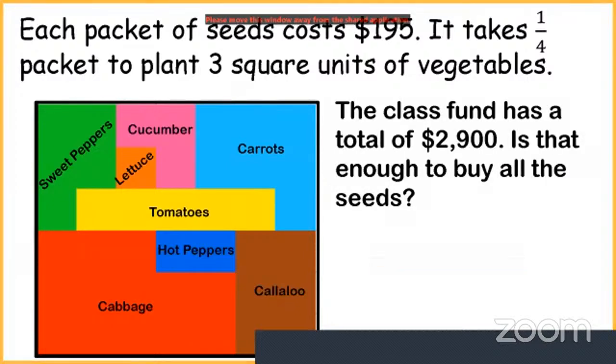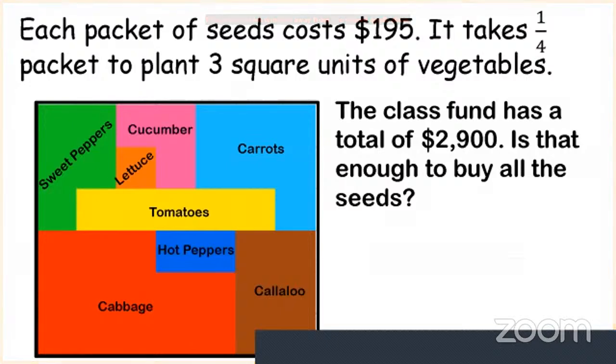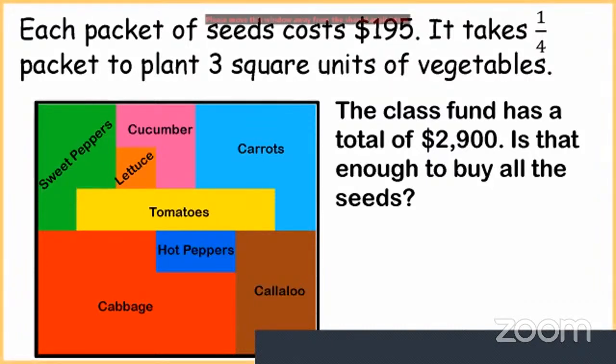So the class fund has a total of $2,900. Is this enough to buy all the seeds? While you work on this, please ensure you come with an explanation as well.